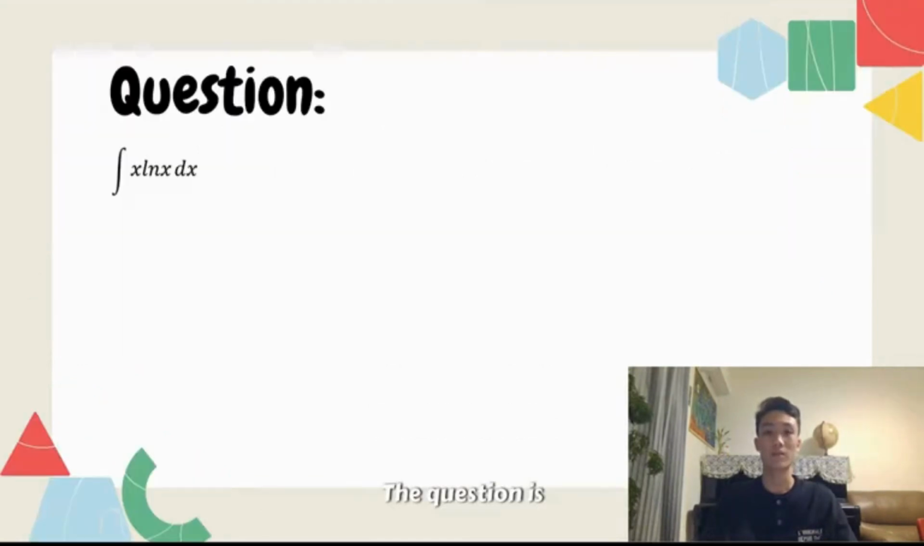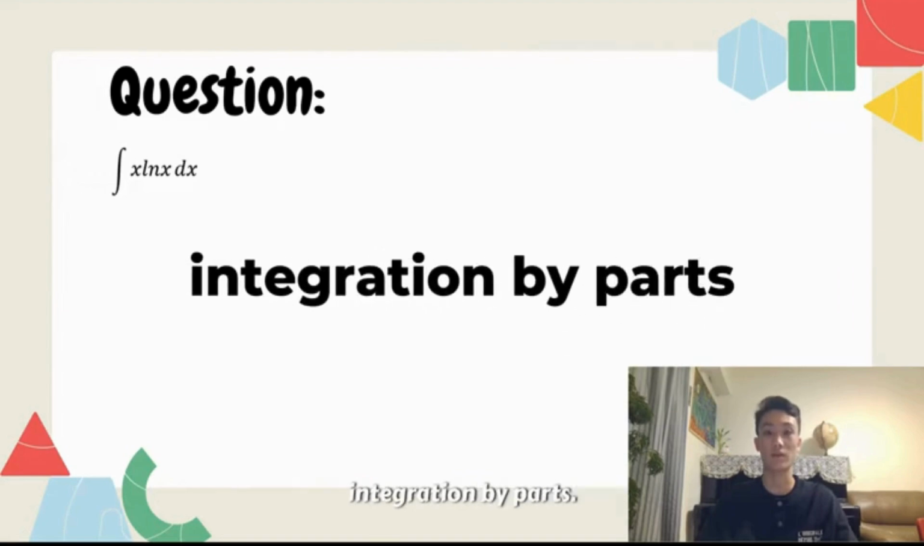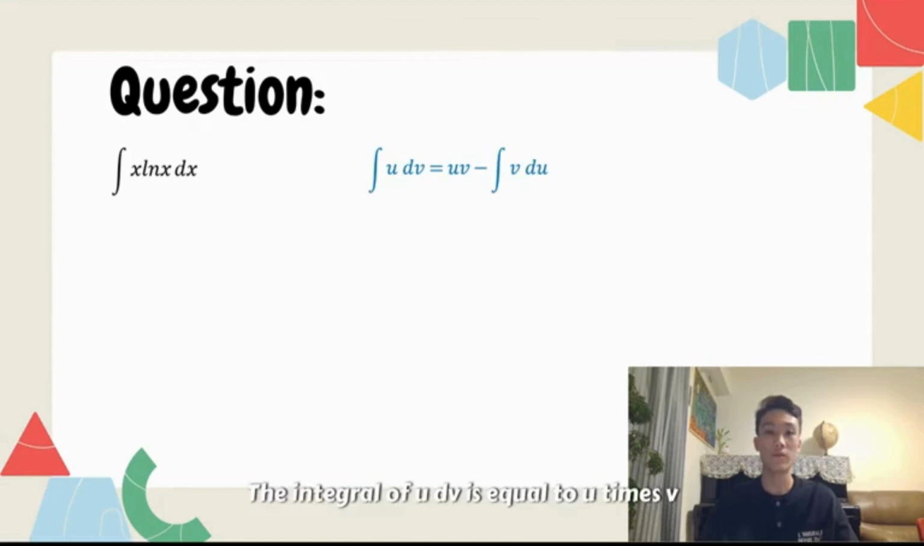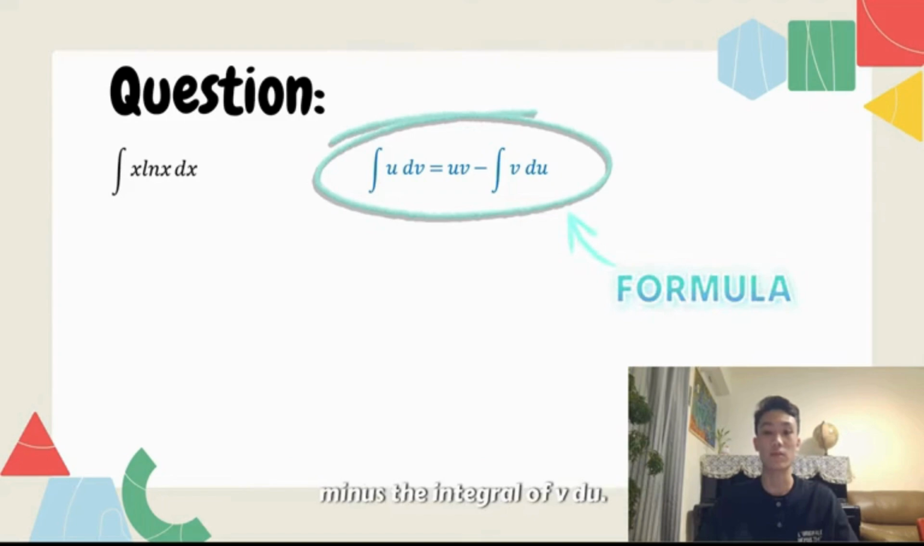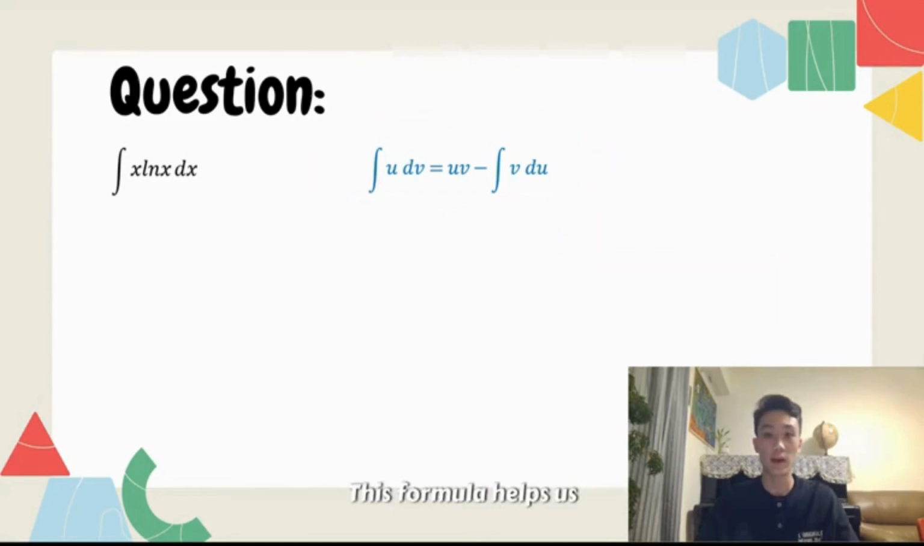The question is to calculate the integral of x times ln x. The first thing we need to know is that this is a perfect situation for integration by parts. We know the formula: the integral of u dv is equal to u times v minus the integral of v du. This formula helps us break down a complicated integral into something easier to handle. The trick is to assign u and dv in a clever way.